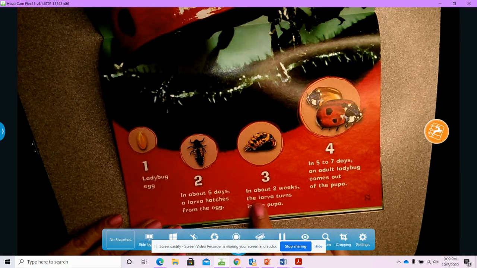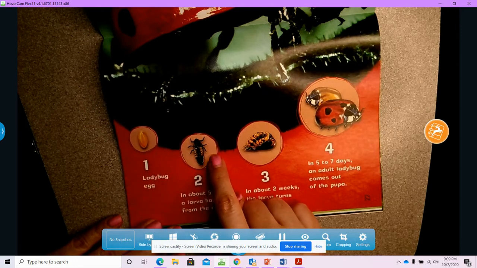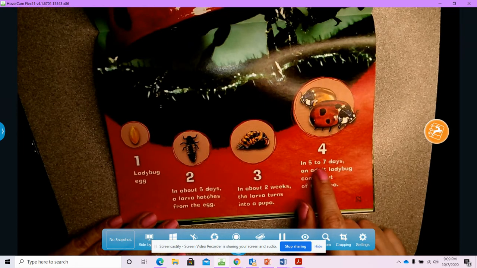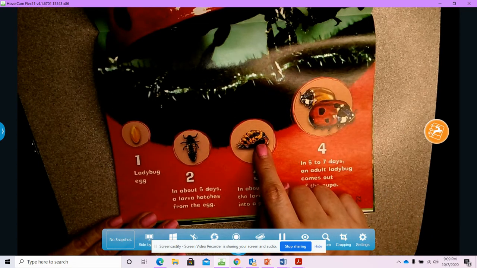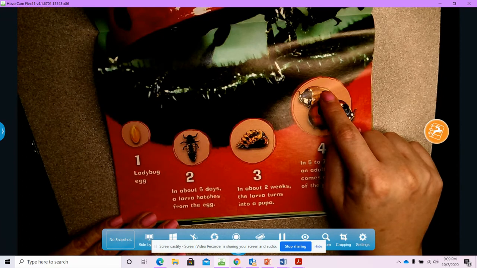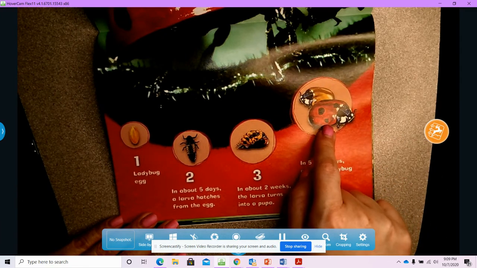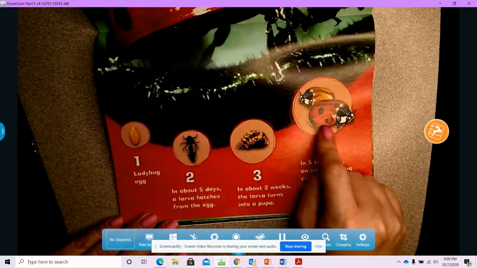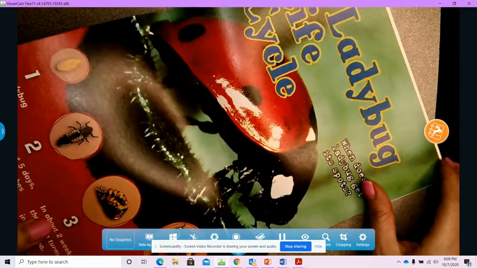In about 2 weeks, the larva turns into a pupa. So it goes from egg to larva to pupa. In 5 to 7 days, an adult ladybug comes out of the pupa. So once it comes out of the pupa, then it's a ladybug, but then it still takes some time for it to get its spots and turn red. So it has to go through all of these steps before it could become an adult ladybug. Those are some interesting facts you can talk about too.